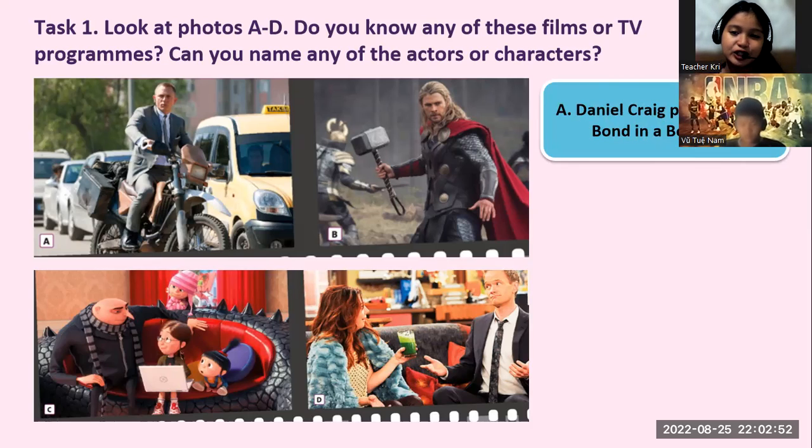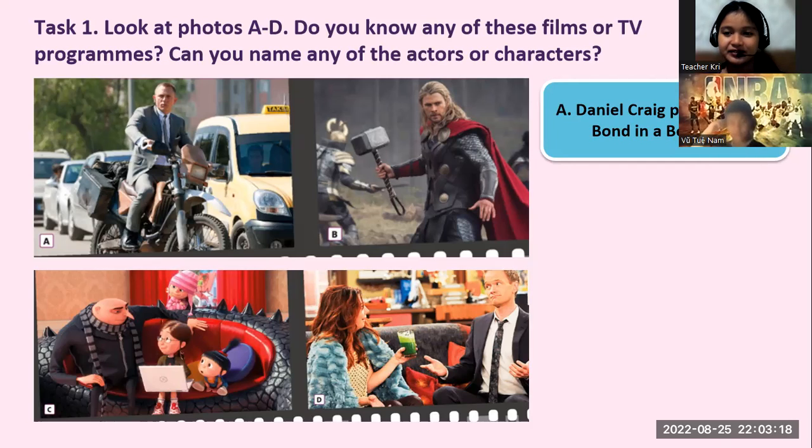All right, so in picture letter A, the actor in the picture you can see is Mr. Daniel Craig. Yes. Okay, so Daniel Craig is playing James Bond in a Bond film. So do you know James Bond? Okay, do you know who is James Bond?